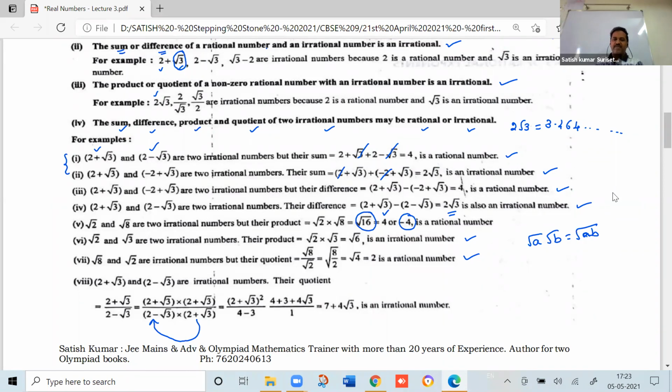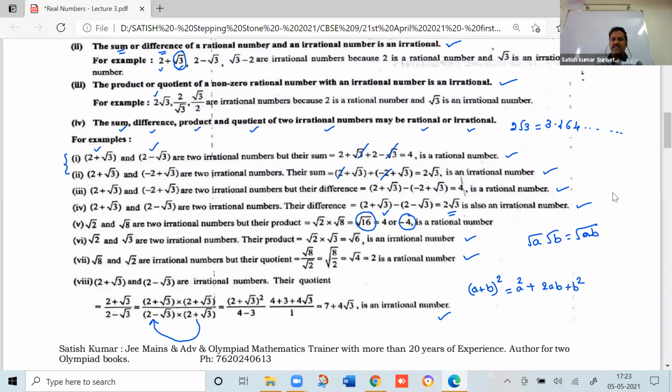And the numerator is in a plus b whole square form, 2 plus root 3 whole square. Tell me the expansion of a plus b whole square. It is a square plus 2ab plus b square. So a square is 4 here, root 3 whole square is 3, plus 2 into 2 into root 3, that is 4 root 3, upon 1. That is 7 plus 4 root 3, which is also again an irrational number.